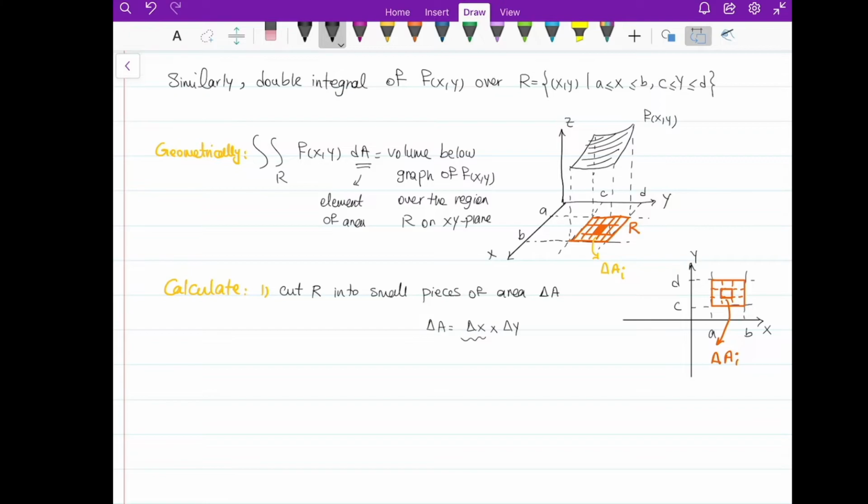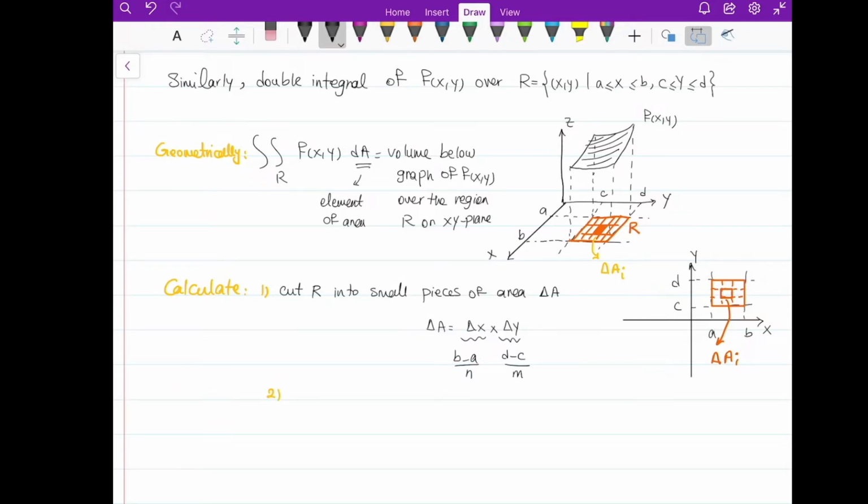And what is delta X? Delta X is just basically this part. This is the width. Delta X would be (B minus A) divided by N, and delta Y is (D minus C) divided by, for example, M. If we make it into N pieces in here and M pieces in here, that's how we get delta A.